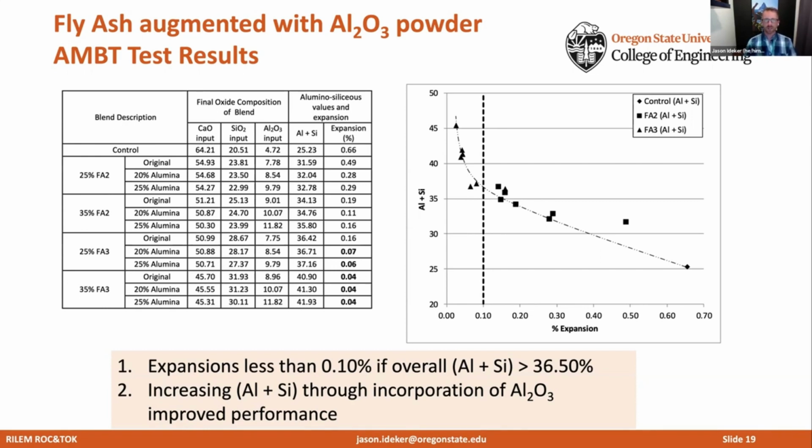accelerated mortar bar test. We also did some work to take fly ashes that had lower alumina contents, and we artificially augmented that alumina content with just a powdered alumina trioxide. And that actually worked incredibly well to increase the efficiency of the fly ashes with lower alumina contents.